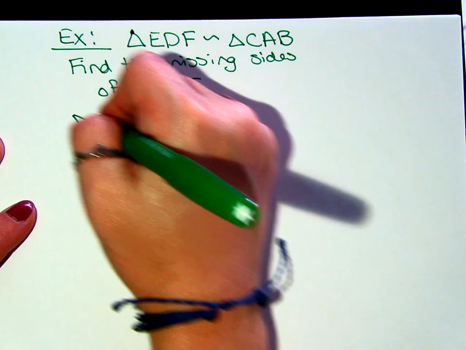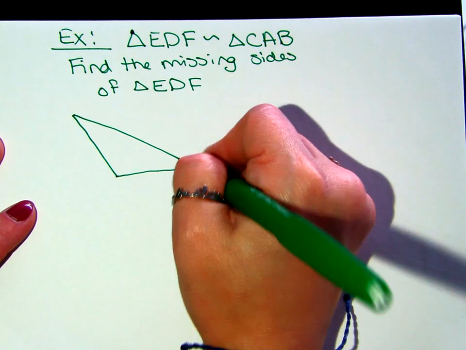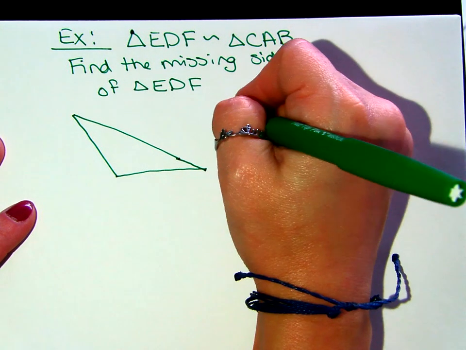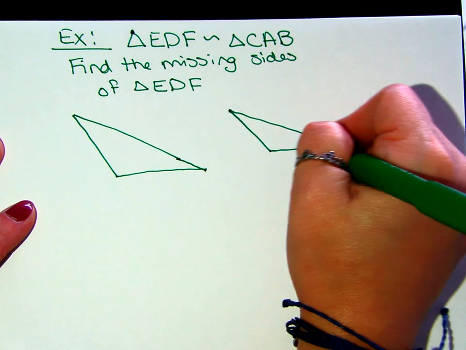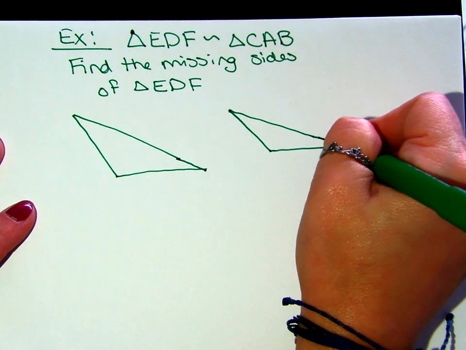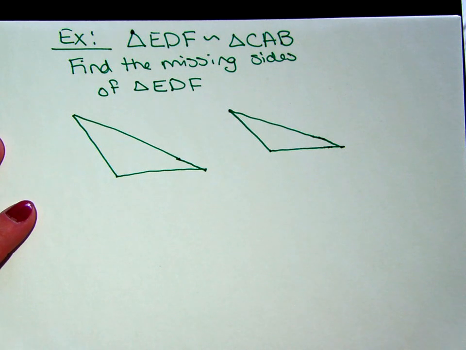These problems where we have similarity between our triangles can be word problems where it's talking about the shadow that a person makes on the ground compared to the shadow that a flagpole makes on the ground. Those are similarity problems.